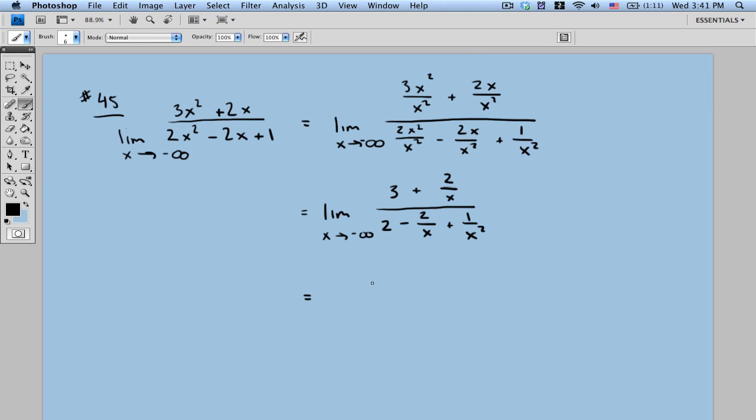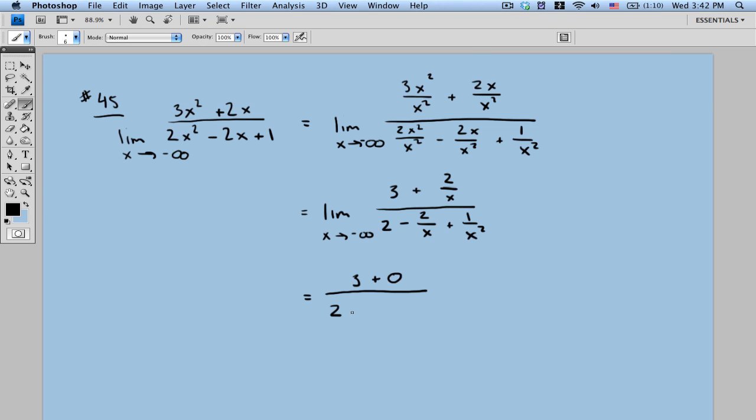And so now what you're doing is you're just taking the limits of pretty much each of these things individually and seeing what you end up with, right? So the limit of 3, well, 3 is just a number, so that's just going to be 3. The limit of 2 over x as x goes to negative infinity is 0, right? As x gets bigger and bigger, 2 over x gets closer and closer to 0.